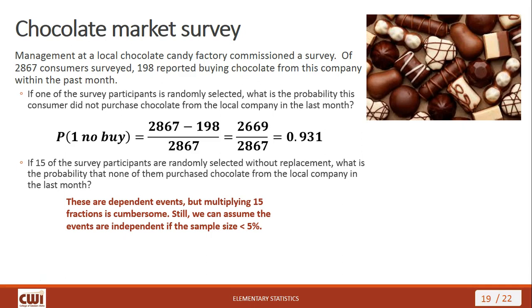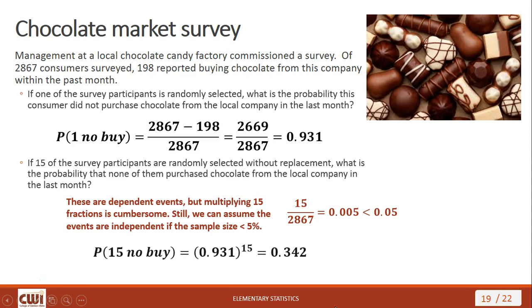What we're going to do is just assume that they're independent because we have a sample size that's less than 5%. So if we take the 15 that we want to select and divide it by the whole, that gives us 0.005, which is less than 0.05, which is 5%. Therefore, we can make this assumption of independency.